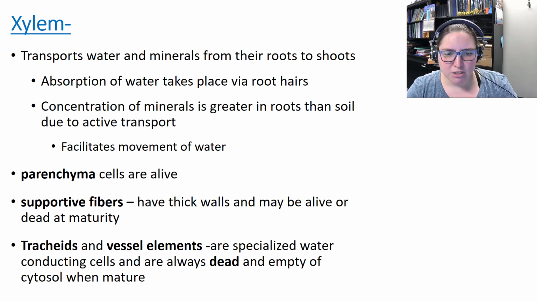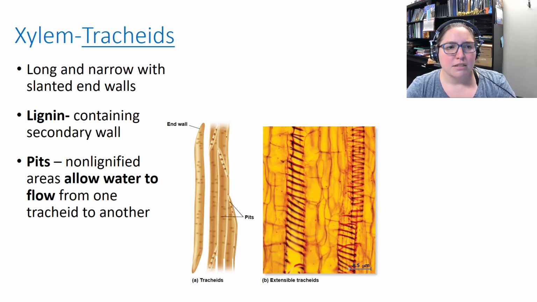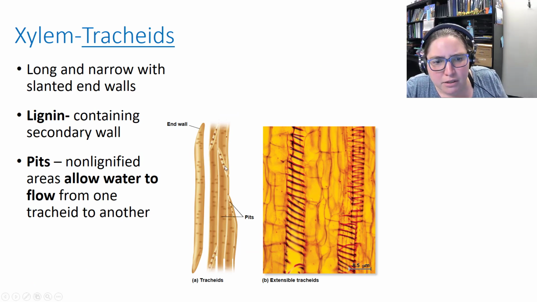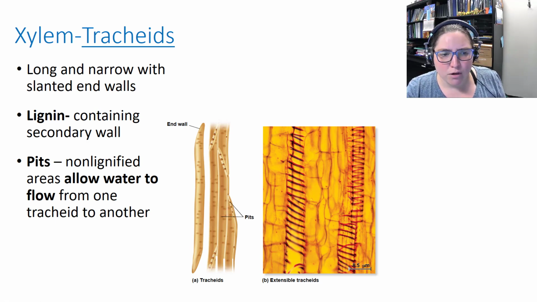And then there's tracheids and vessel elements that are specialized cells for water transport, and they are always dead at functional maturity and empty of the cytosol. So they're kind of like a straw in a way. So the tracheids are long and narrow with slanted ends. You can kind of see that there. They're slanted, and they have lignin in their secondary cell walls, and they have these pits here, which are non-lignified areas that allow the water to flow from one tracheid to another.